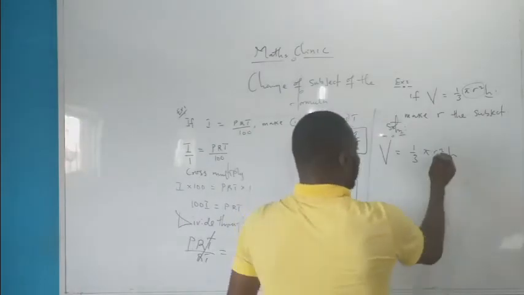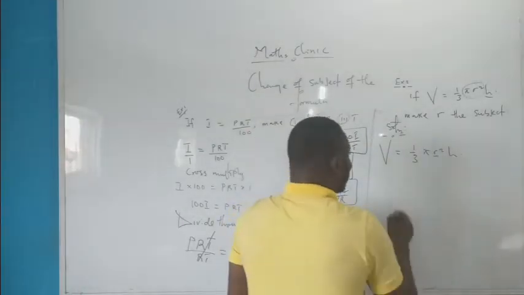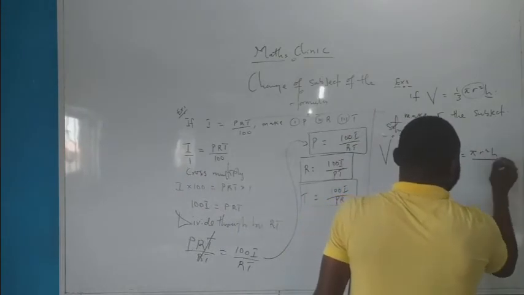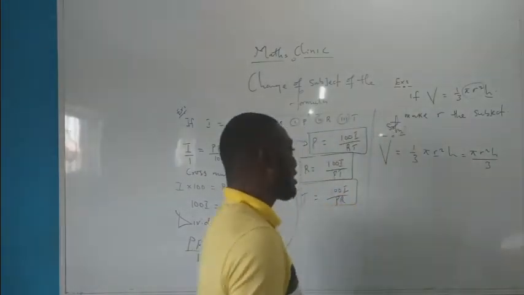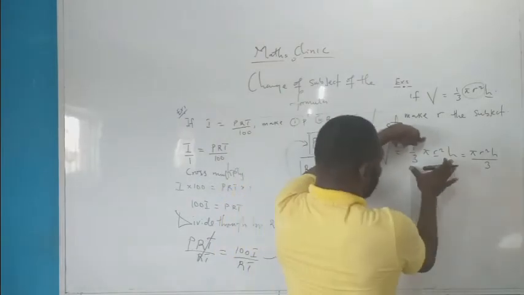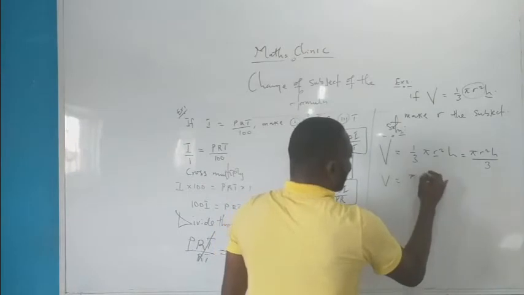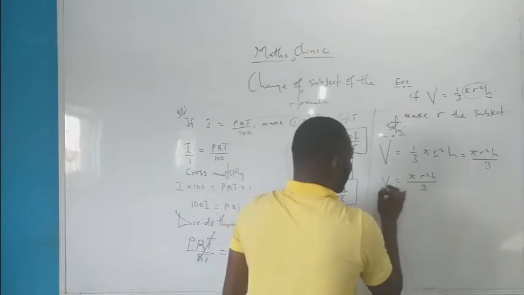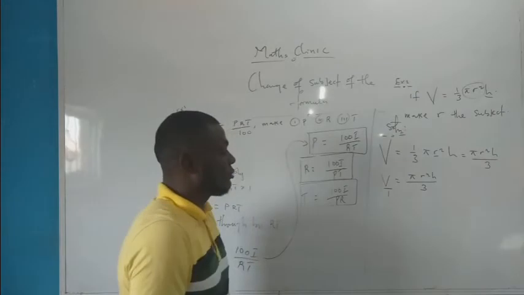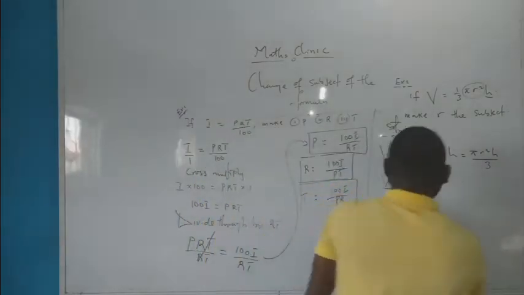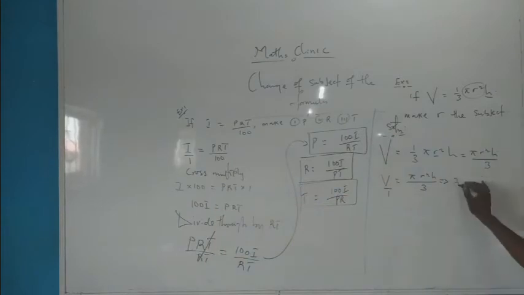We want to make R the subject, that is R to stand alone. This is still the same thing as pi r squared h upon 3. That's another way of writing this. So we can have V equals pi r squared h upon 3. This is upon 1, in the form of a fraction. You cross multiply, which implies 3V equals pi r squared h.